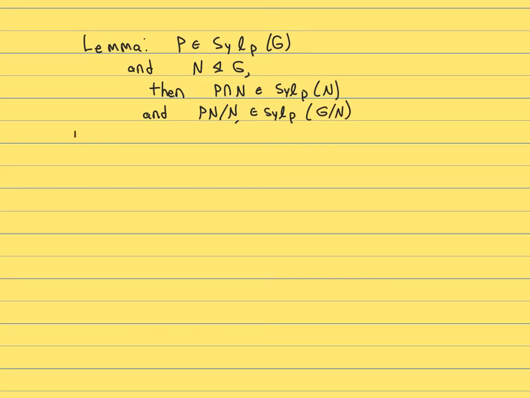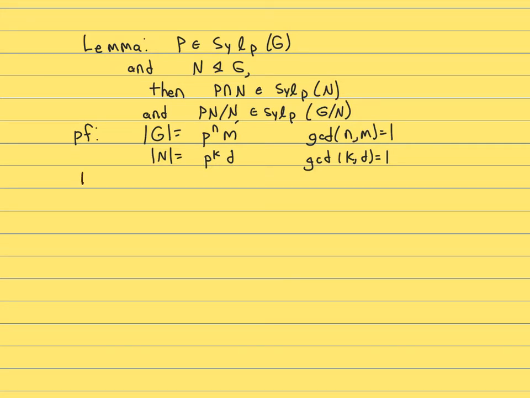Alright, let's do some setup here. First we're going to write the order of G as p to the n times m, where the GCD of p and m is 1. And the order of N, the normal subgroup, is p to the k times d, where the GCD of p and d is 1. We're going to work on the first claim first. So how are we going to do it?